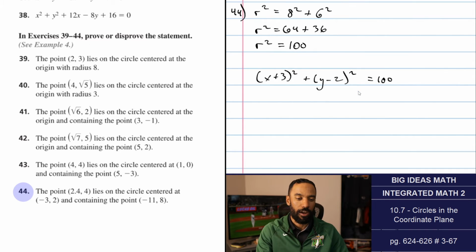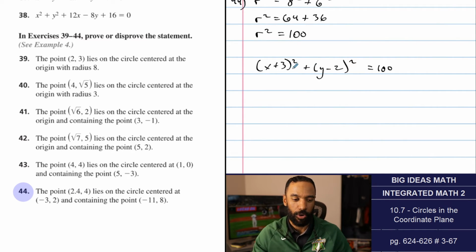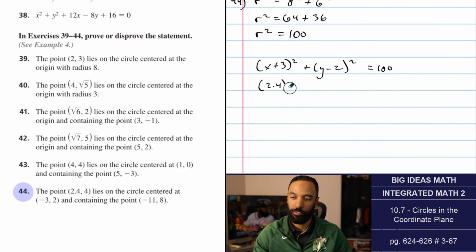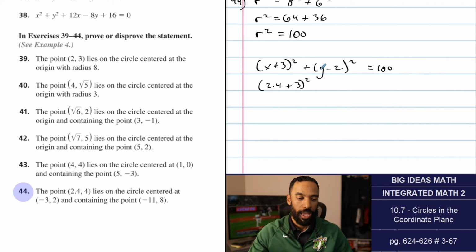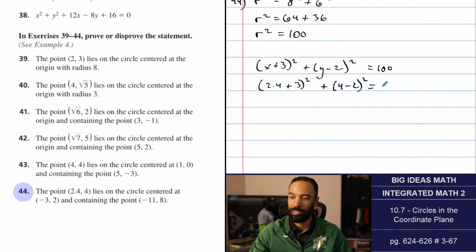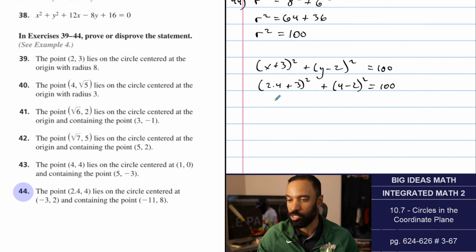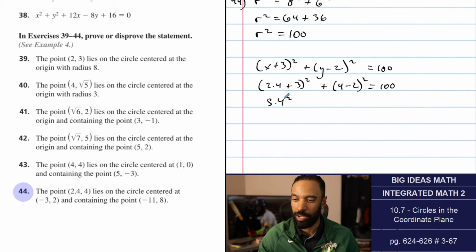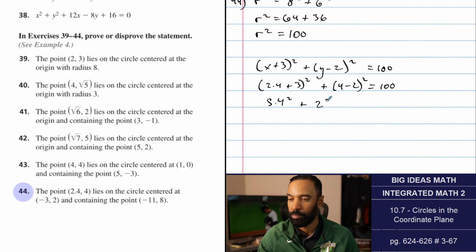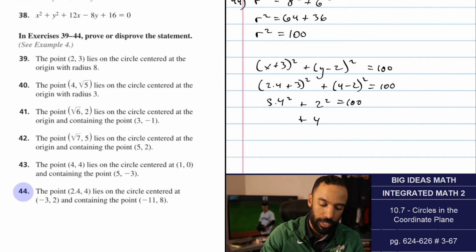So let's figure out how far off these ones are. 2.4 is how far away from negative 3? That's 5.4 away. That's why when we substitute this in here, we're going to get 2.4 plus 3, and then from 4 to 2, that'll be 4 minus 2. Plug that in, right? So 5.4 squared. I thought I was going to have to do 2.4 squared because I know that one. Plus 2 squared equals 100. So 5.4, let's see.